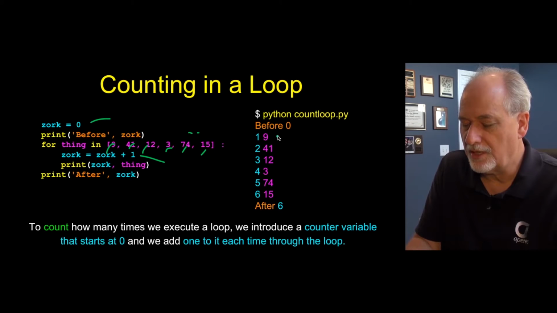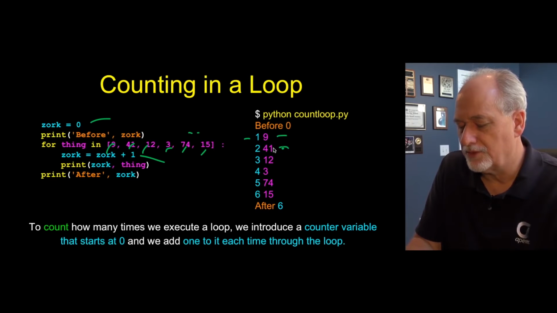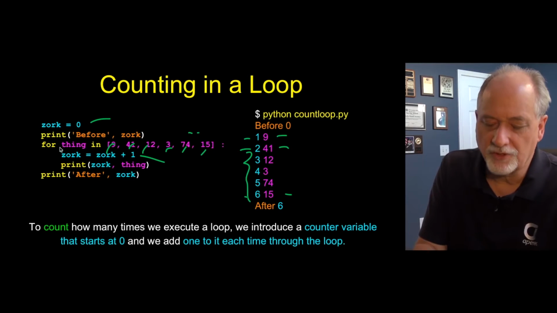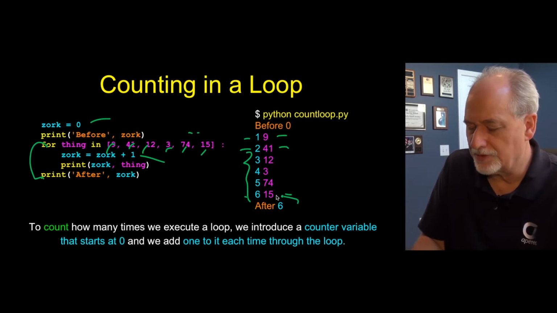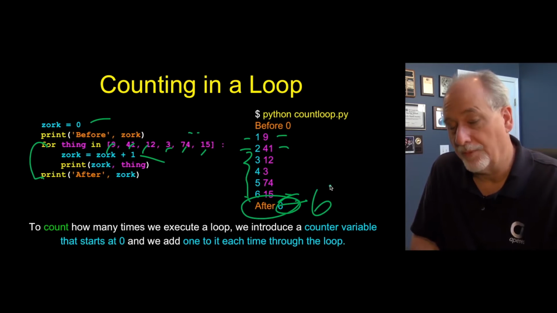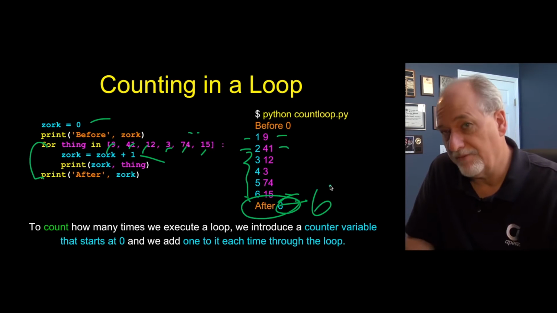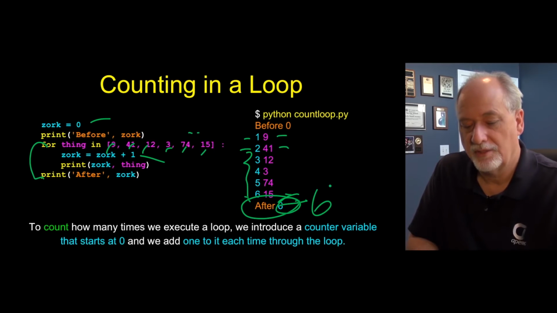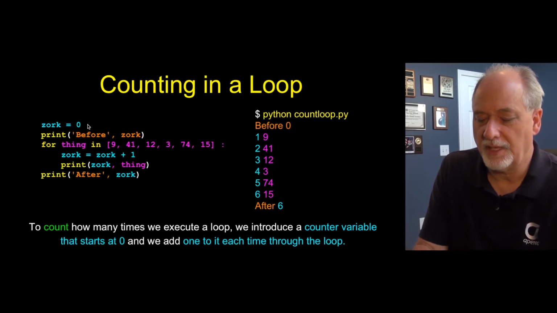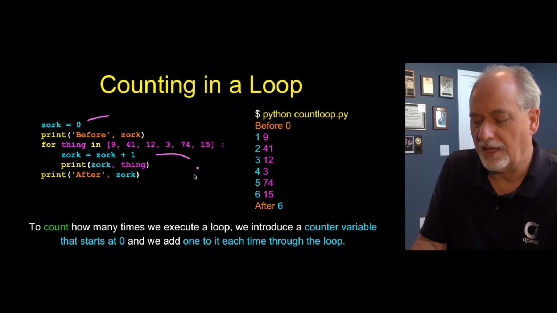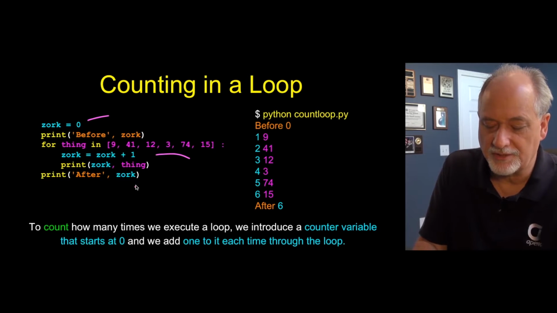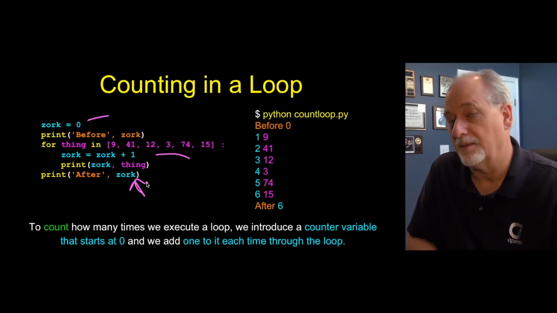So we see the 9 and Zork is 1. We see 41, Zork is 2. And Zork is 6 when we see the 15. The loop stops, and we print out afterwards. And this 6 is the ultimate count that we got. So that's very, very simple. The pattern is that you set it to 0 at the beginning, add 1 to it, and if you run that enough times, then this is how many times that happened.